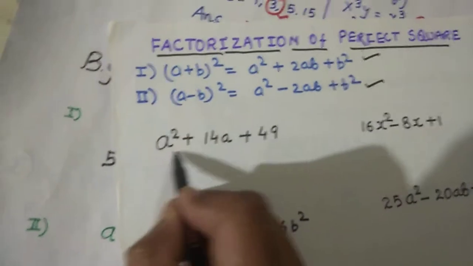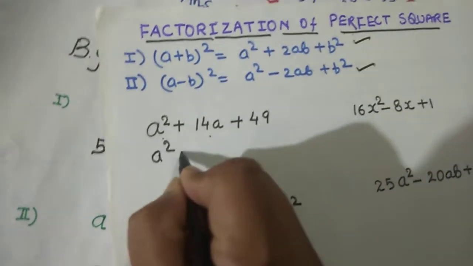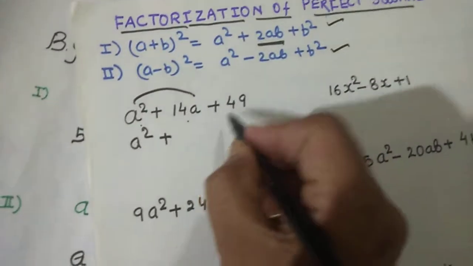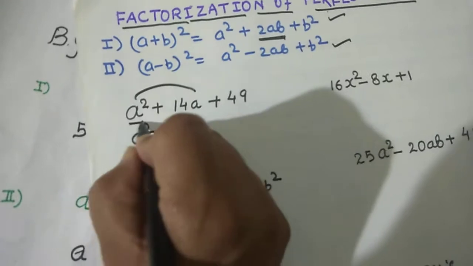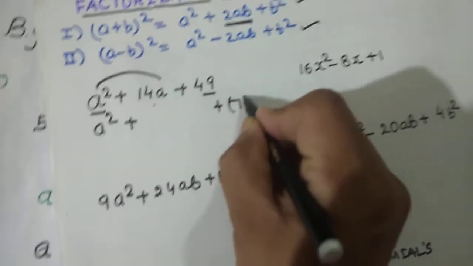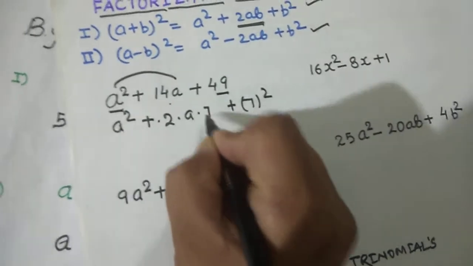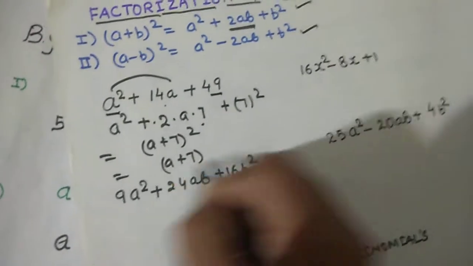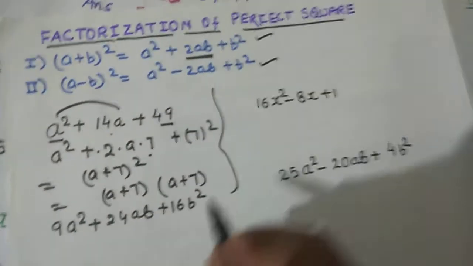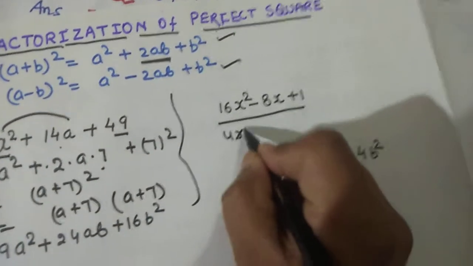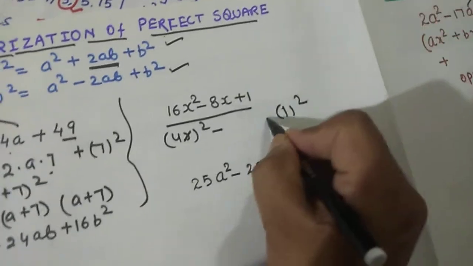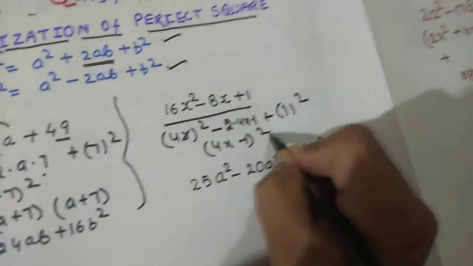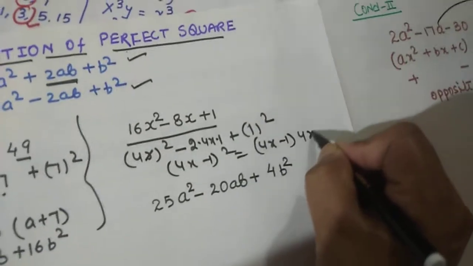So now you check a square plus 14a plus 49. a square as it is, plus the 2ab term. Check here, a to the degree 1. To find the two terms, both are squares: 49 is the square of 7, so 2 times a times 7 is 14a, so this will be a plus 7 whole square, that is a plus 7, a plus 7. Very simple. Check here, 4x whole square minus 2 times 4x into 1 plus 1 whole square, so this is 4x minus 1 whole square, which is 4x minus 1, 4x minus 1.